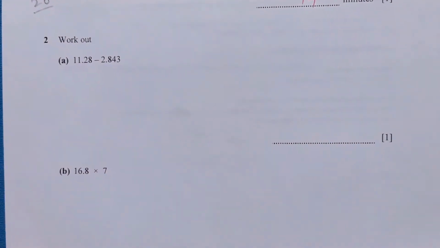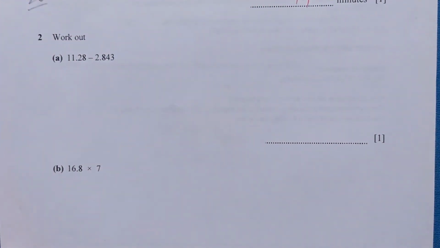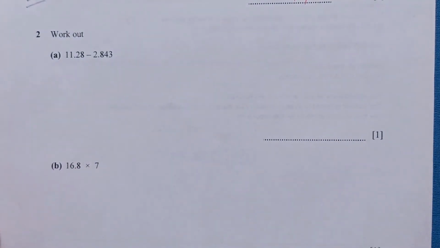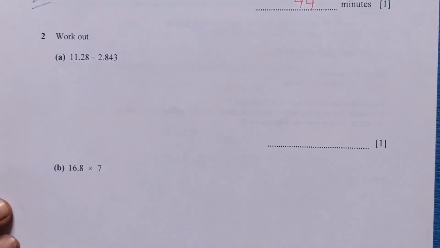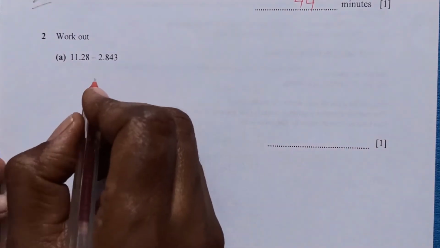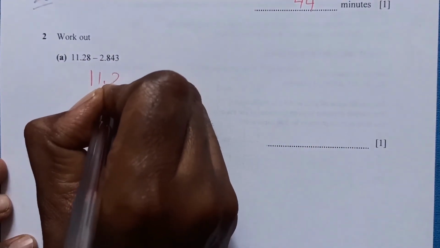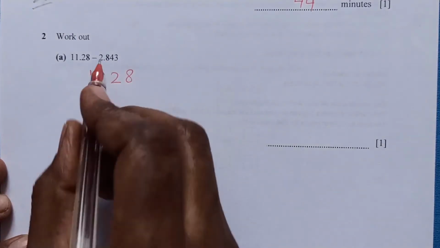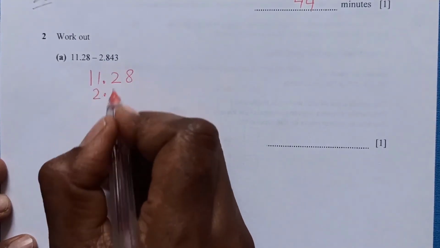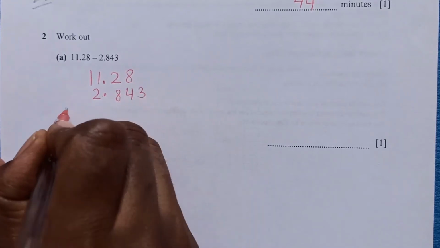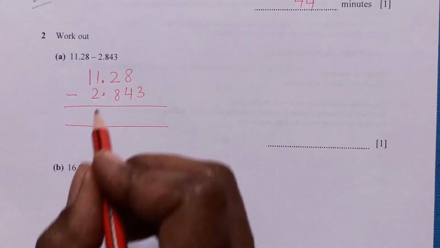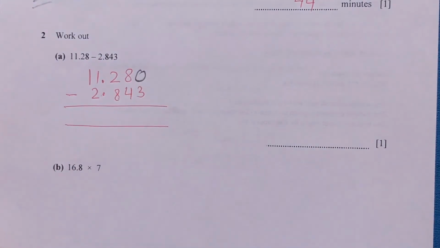Let's move to question number 2. Work out 11.28 minus 2.4843. Remember, you need to put the decimal under the decimal. So 2 is here, and we have 843 on the other side. We are subtracting this. Here there is no digit, so you can just put 0 there.